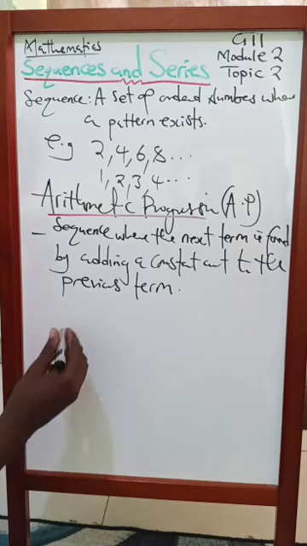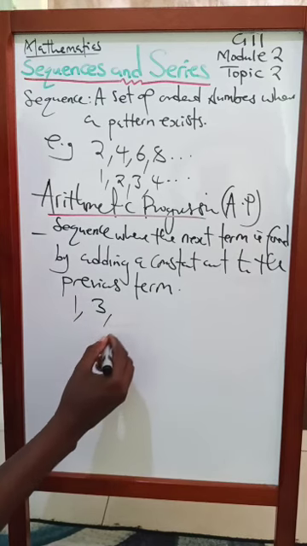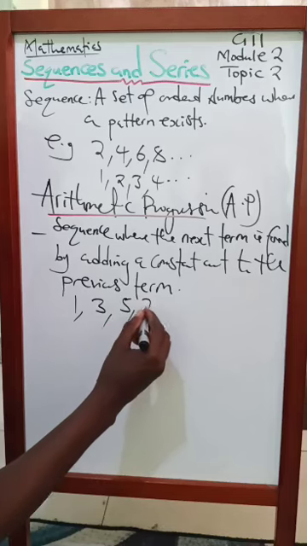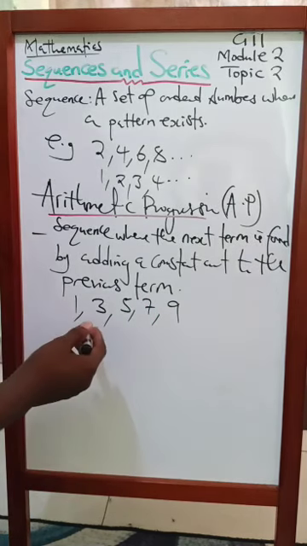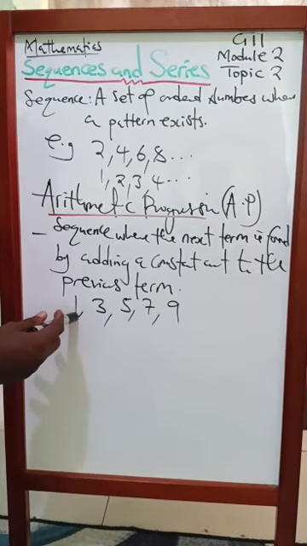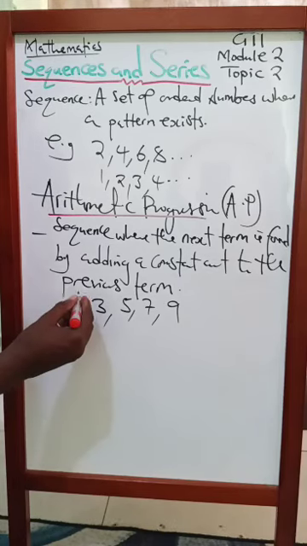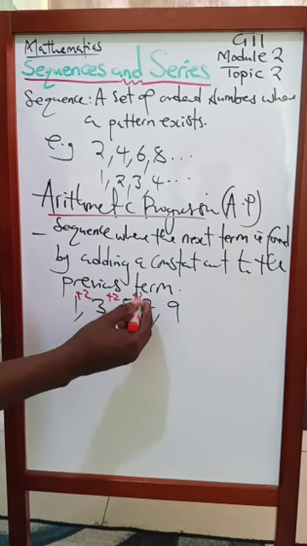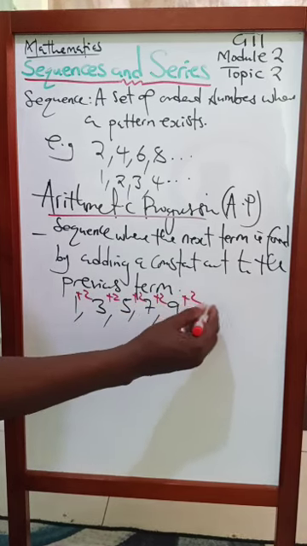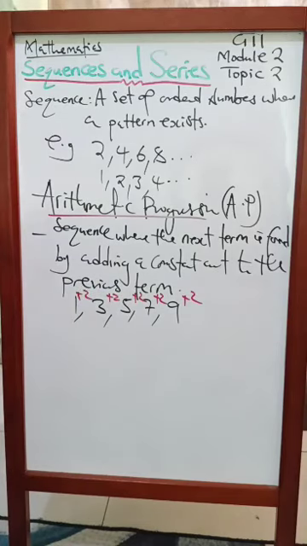When you talk about an AP, we are looking at an example like 1, 3, 5, 7, 9. This is an example of an AP. As you can see, from the previous number, which is 1, to arrive at 3 there was an addition of 2. Again, here there's an addition of 2, addition of 2, addition of 2, just like that. So this is an example of an arithmetic progression.